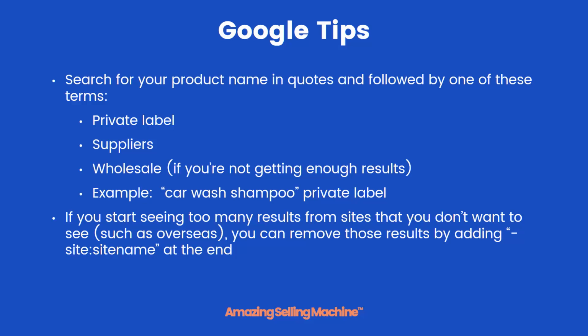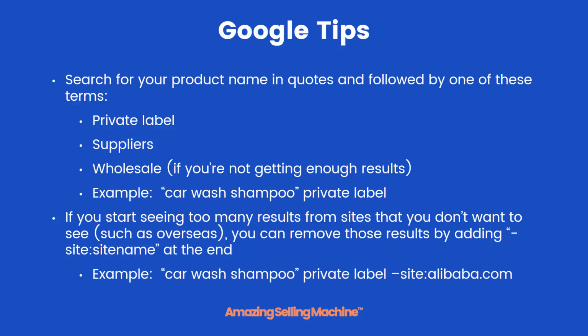Now, if you start seeing too many results from sites that you don't want, such as overseas sites like Alibaba or maybe even Amazon, because we don't want to buy this off Amazon, you can remove sites by adding a negative sign and then site: and then whatever the site name is at the end. So an example here would be, we're looking for car wash shampoo that's private labeled, and then we would put negative sign site:Alibaba.com to exclude all results from Alibaba.com.